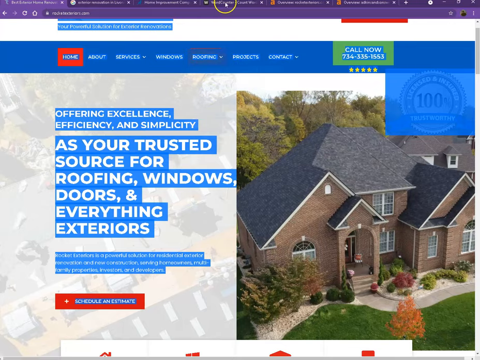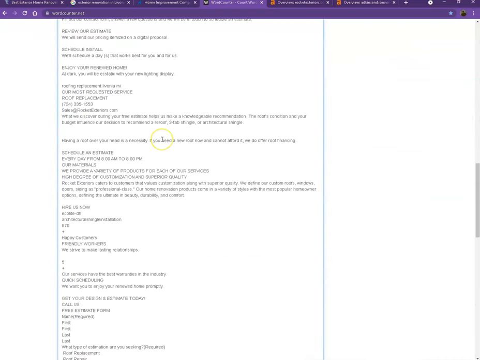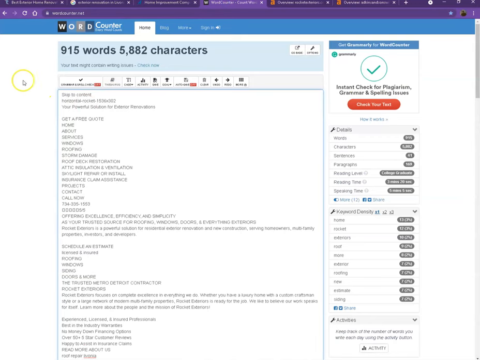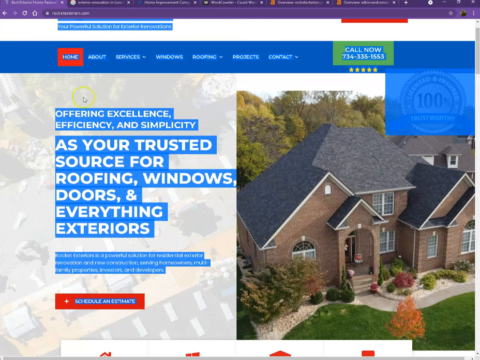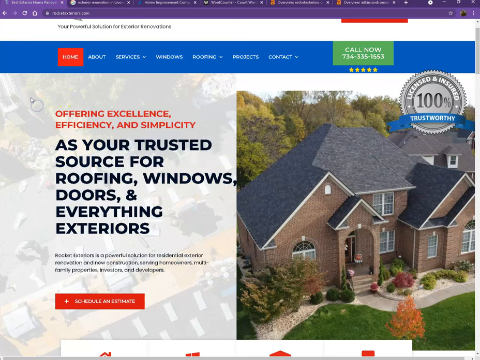So let's go ahead and do a quick count first to see how many words you have on your homepage. All right, so currently you have 915 words, which is not a bad number. However, we're still quite behind the goal of 1500 for us to actually be considered by Google as a trustworthy website.